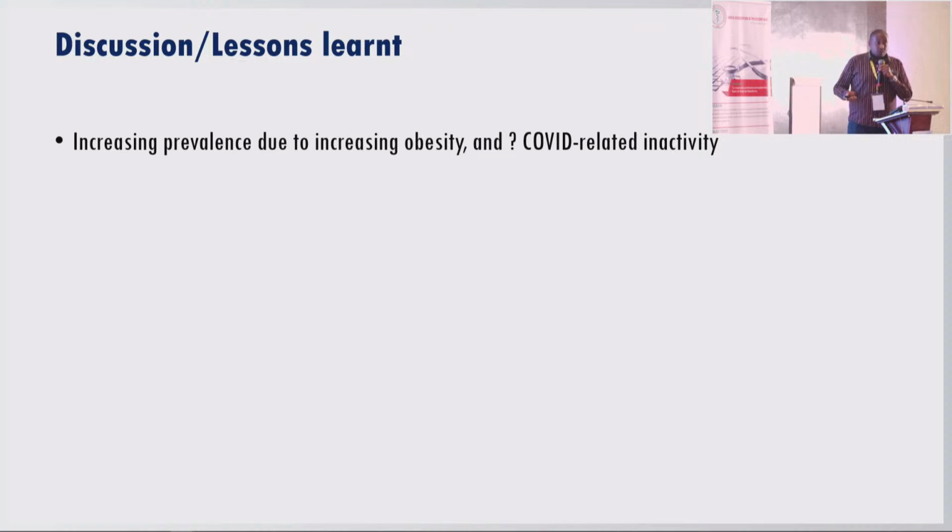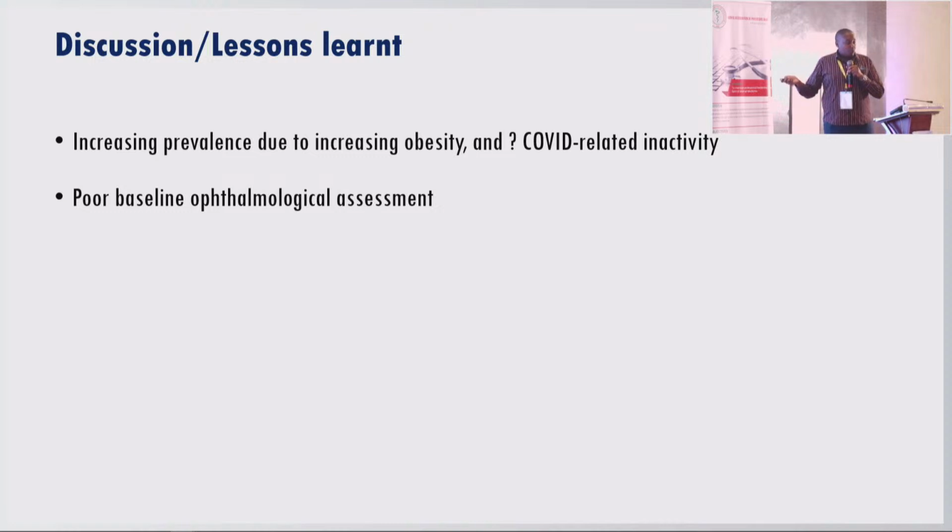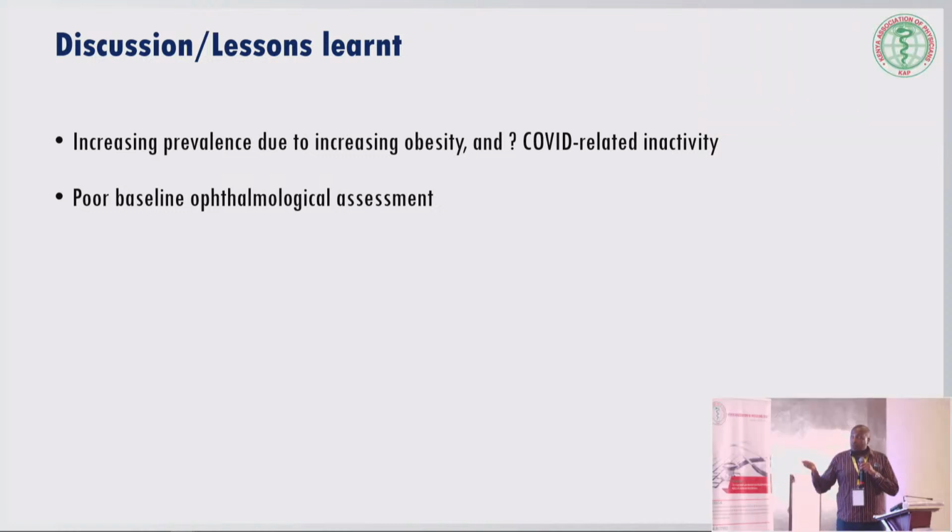So, to the take-home messages. IIH is an increasing problem that we cannot afford to miss. We don't know the role COVID is playing, but we know with increased obesity in the world, we are bound to find more IIH coming up. Even in what I would consider a good center, Aga Khan, a significant number of patients did not have a comprehensive baseline assessment.